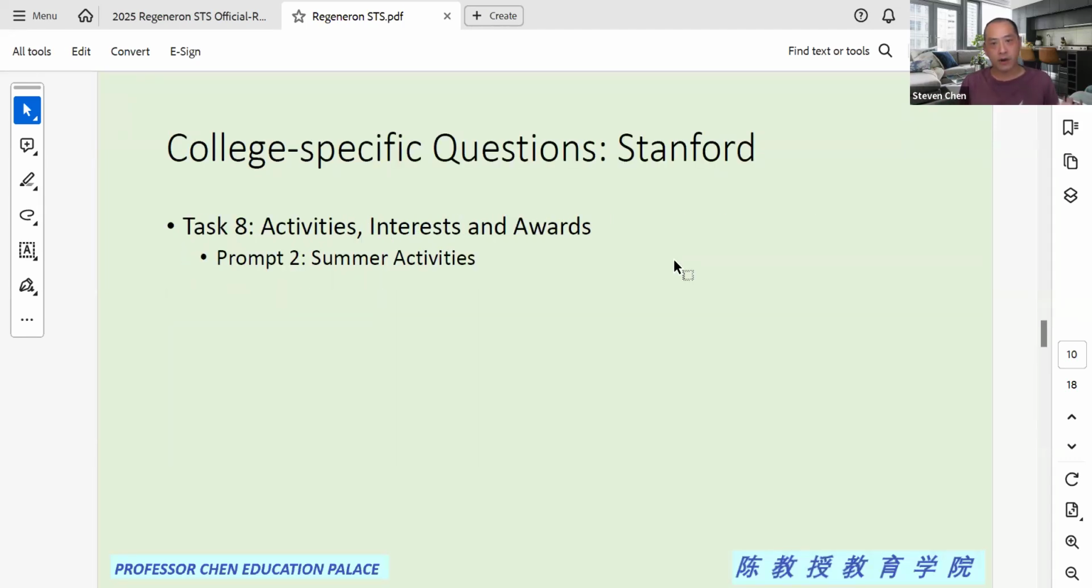Okay, so from the above evidence, I hope that now you get a clear sense that although Regeneron STS is a separate application from college applications, it shares lots of things in common with college application forms. So when you prepare for it, you should not separate it from the college application. You should put them together and prepare for them in an integrated way. And actually, this is very, very important.